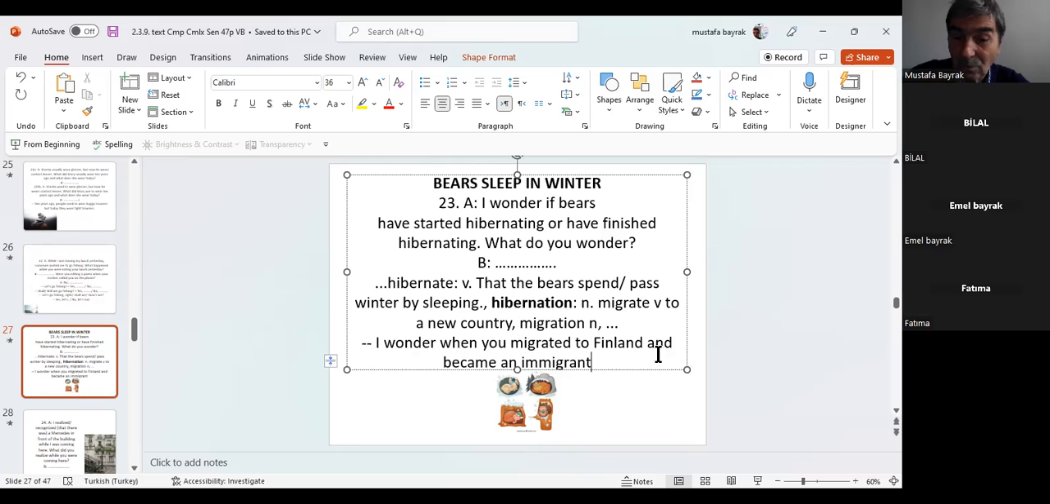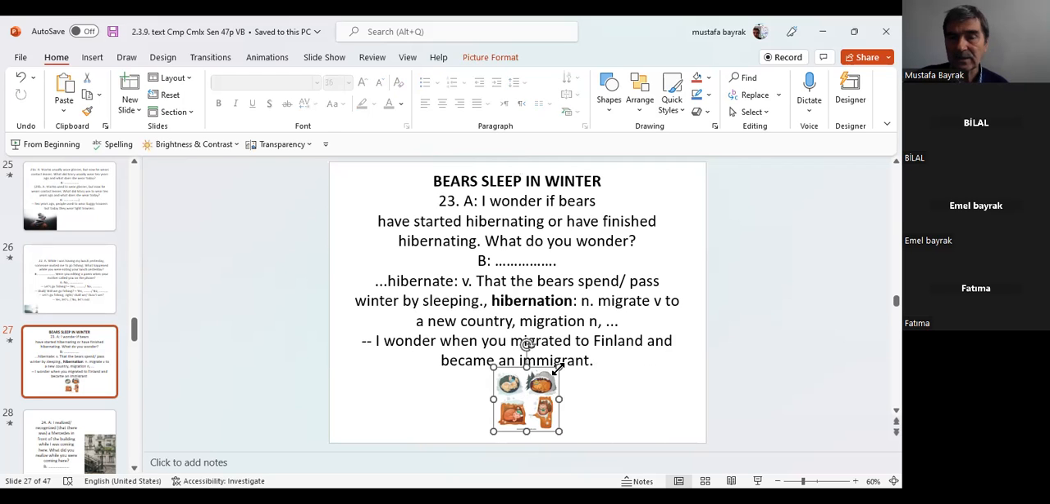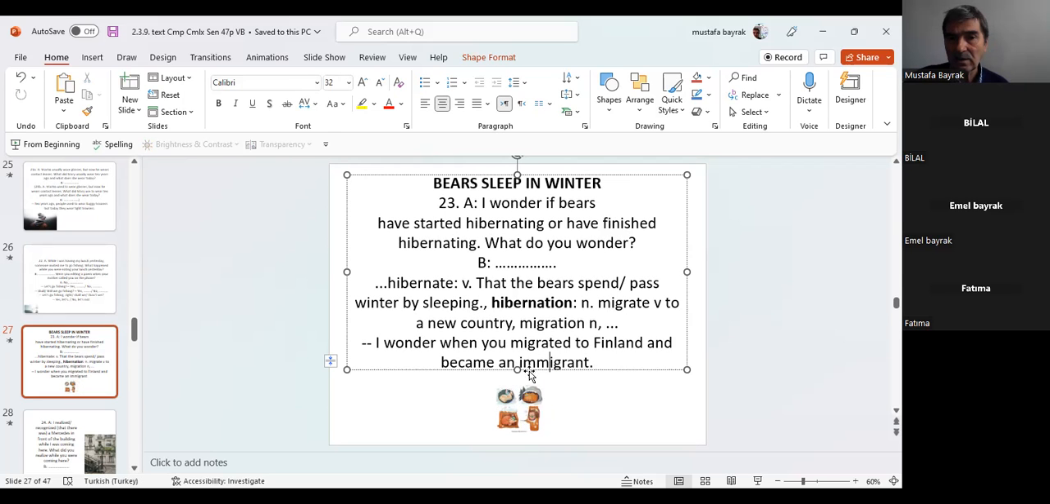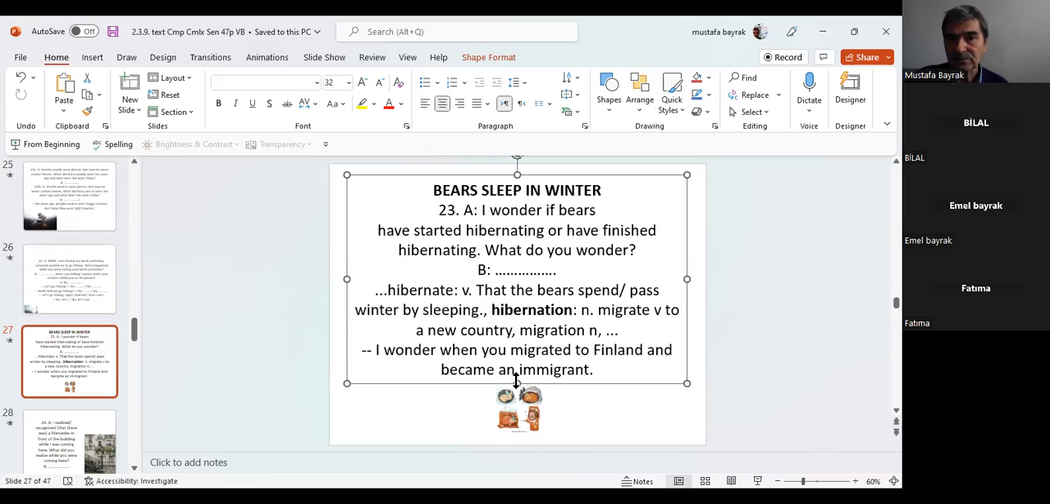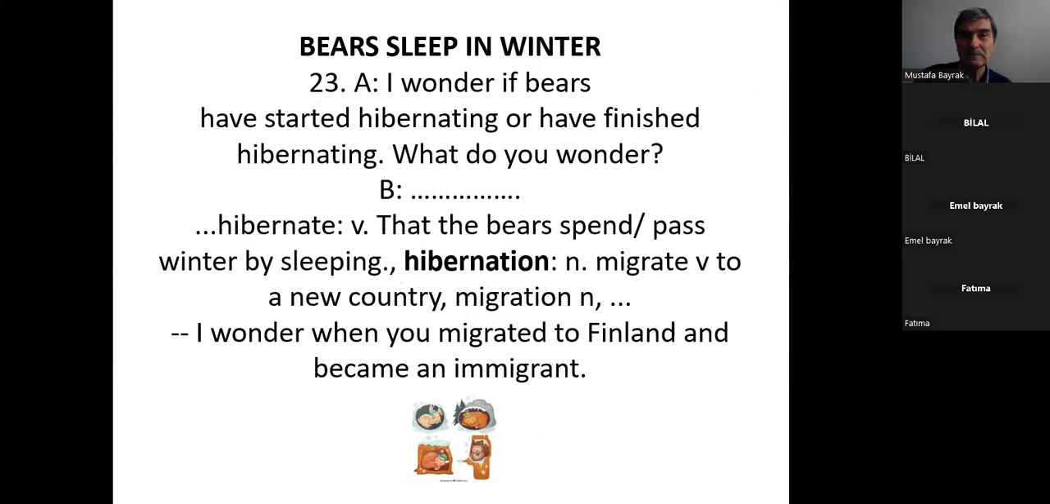Yes. I wonder, no question mark, although it has the sense of a question. In Turkish, for example, we put a question mark at the end of that kind of sentence. I wonder when you, it means I want to know. I want to know when you migrated to Finland and became an immigrant, full stop, period in English. Okay.